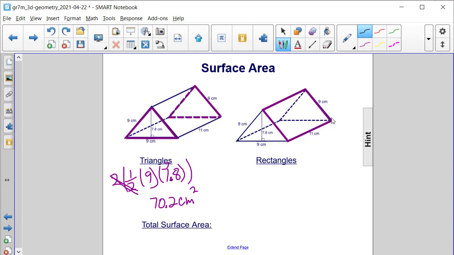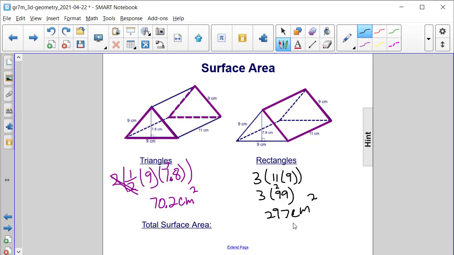Now, if we look at the areas of the rectangles, they all have a length of 11 centimeters and a width of 9 centimeters, because it's 9 centimeters over here too, and 9 centimeters across down low. So we have 3 of these rectangles, and their area is 11 times 9. So we have 3 times 99, which is equal to 297 square centimeters.